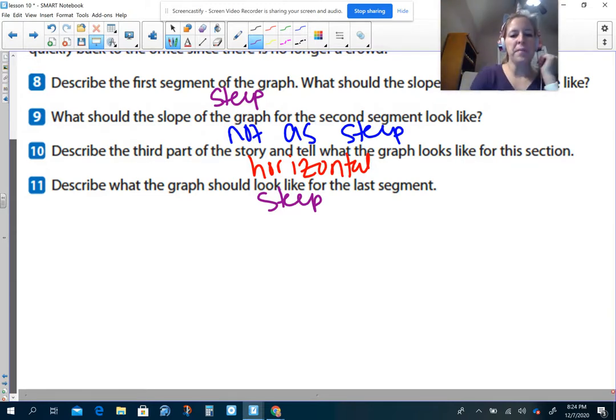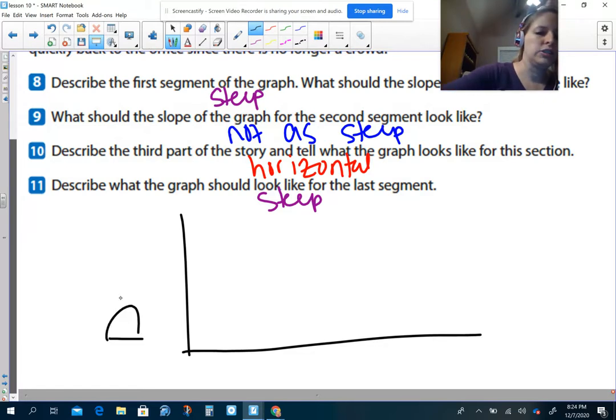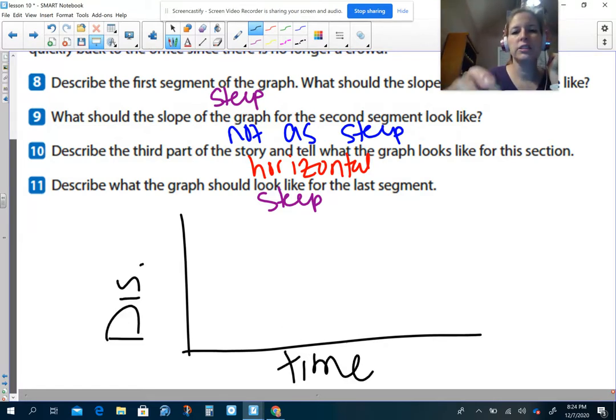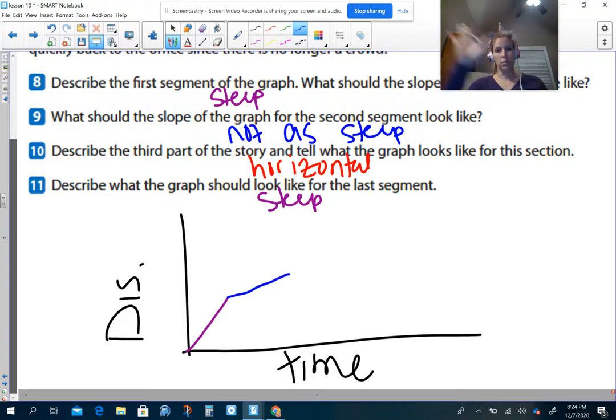Okay, so I'm going to go ahead and get our graph in. Here's my distance and here's my time. So let's do this one together. So the first part, we're walking fast. So it's pretty steep. Then she has to slow down a little bit because it's crowded. So guess what this one's going to look like? Not as steep, but we're still going away from the office.